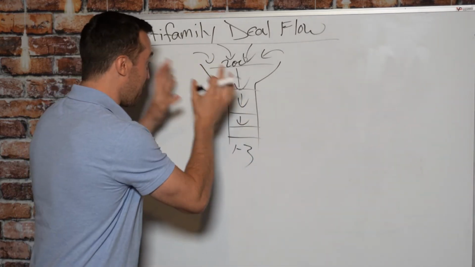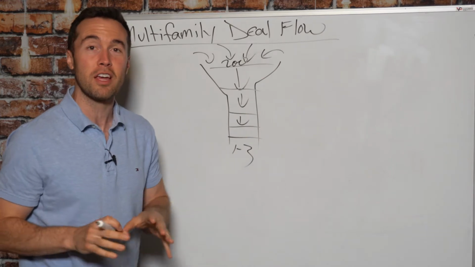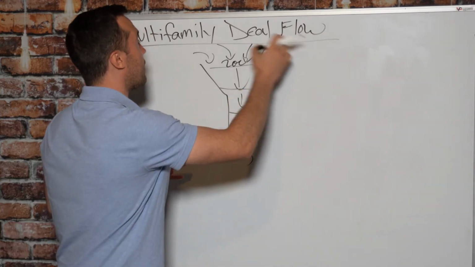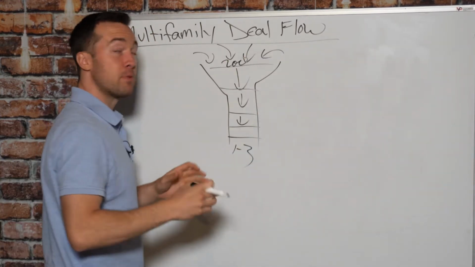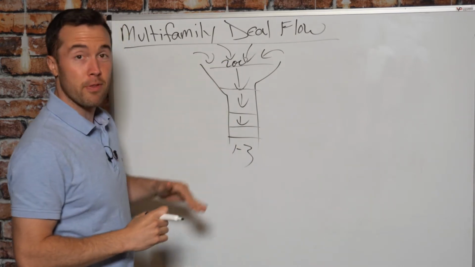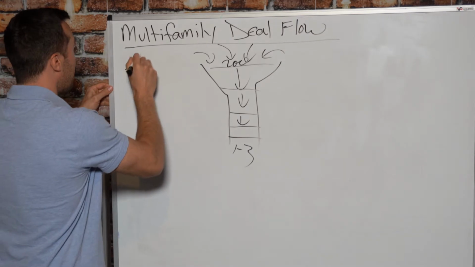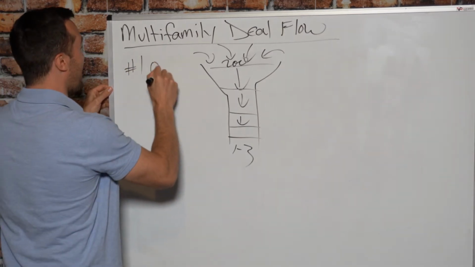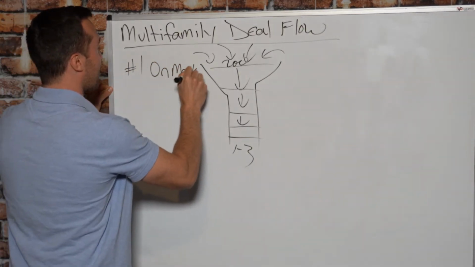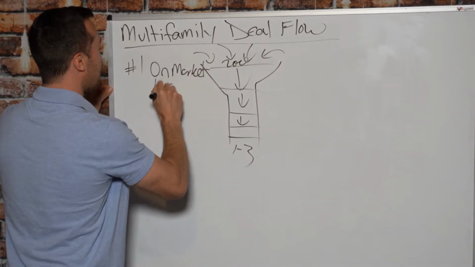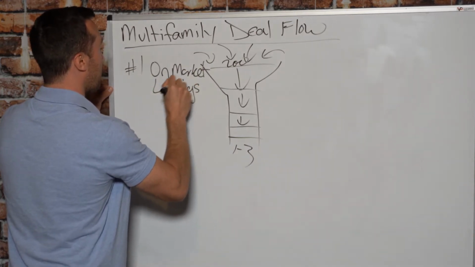This is the typical deal flow funnel, but in this video we're talking about the 3 different ways we get properties, potential acquisitions, into the top of the funnel. And there's 3 ways, like I said. The first way is probably the most obvious one, and it's on-market listings. And these are going to be marketed by a broker.